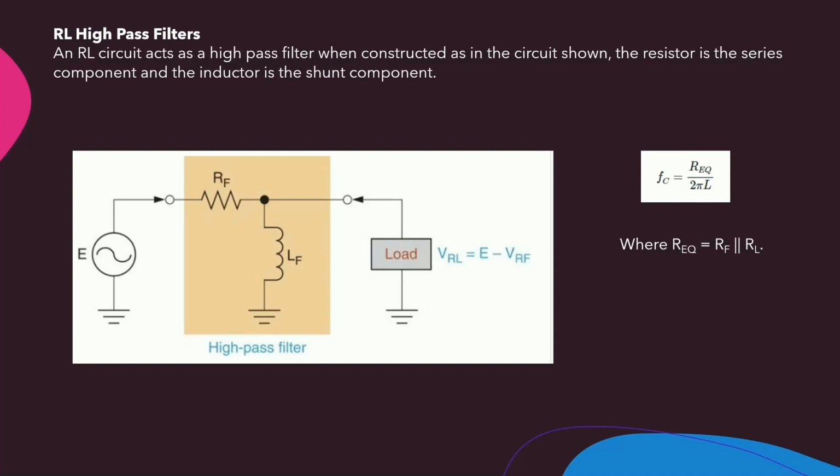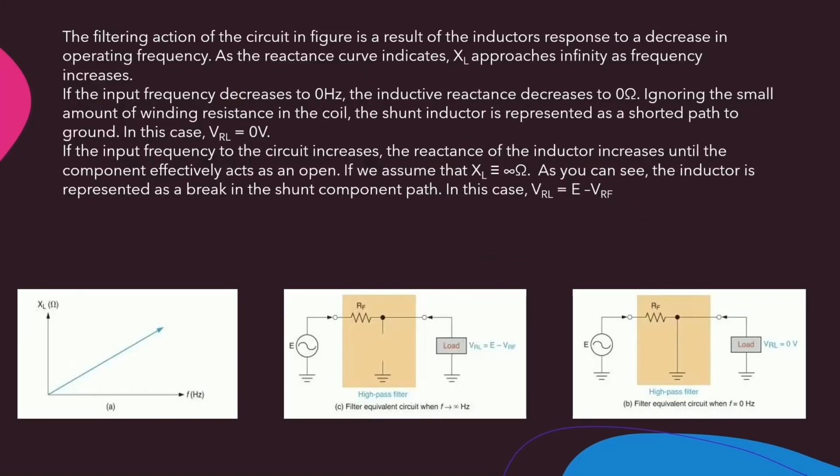The resistor is the series component and the inductor is the shunt component, and the cutoff frequency is R over 2 pi L. The filtering action of the circuit in the figure is a result of the inductor's response to the change in operating frequency. As the reactance curve indicates, in the bottom left picture, the reactance approaches infinity as frequency increases.